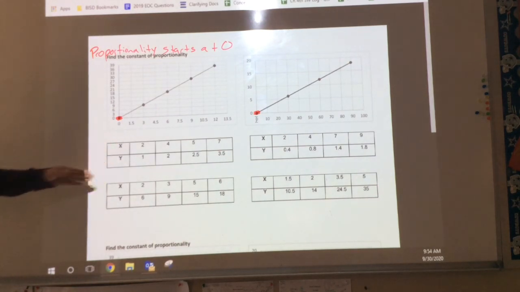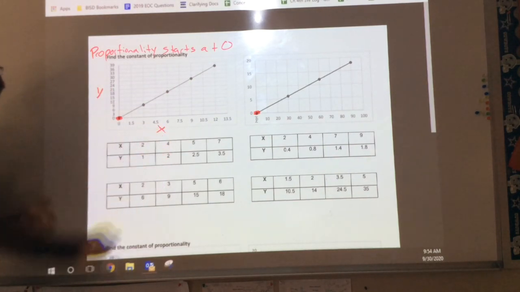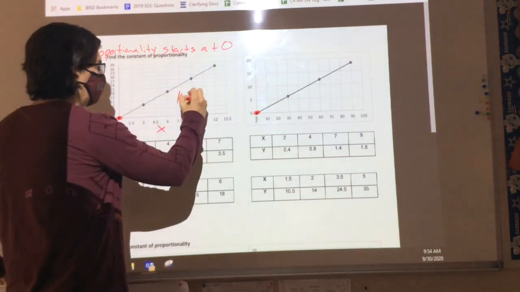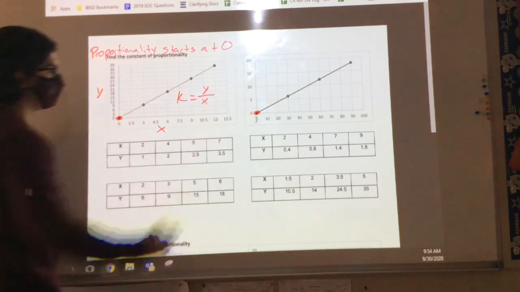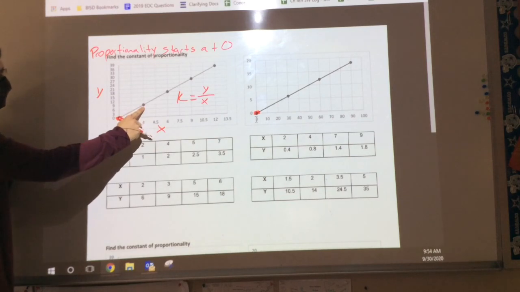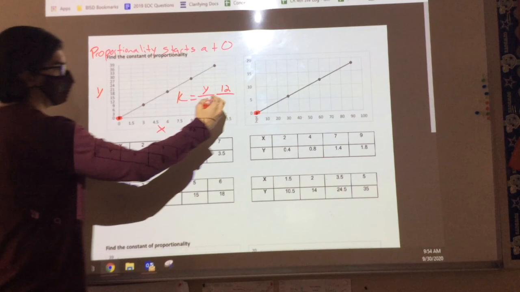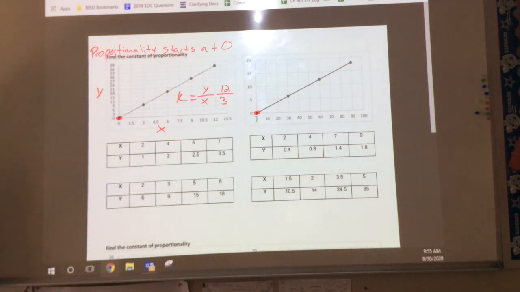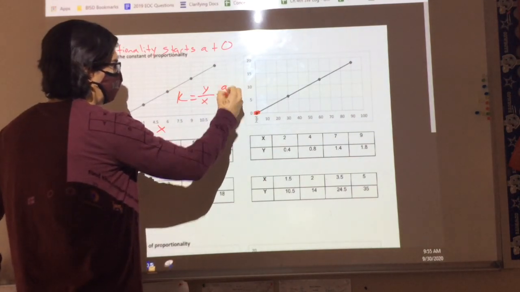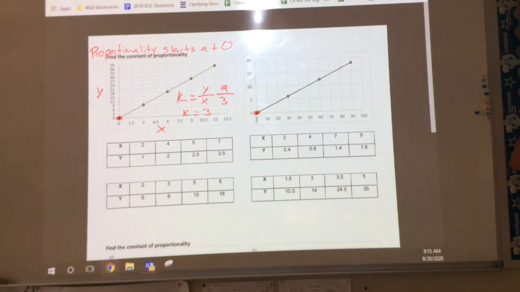Okay? So now my question is, if I do my y minus x, can we agree this is my y value and this is my x value? Can everybody agree with that? And the formula is k equals y divided by x. Now if I look at this first part, my y is 12 and my x is 3. No, it's not. 9, my apologies. Thank you guys for correcting me there. Appreciate that. So that means that my constant is 3, which means that we're increasing by 3 every single time.